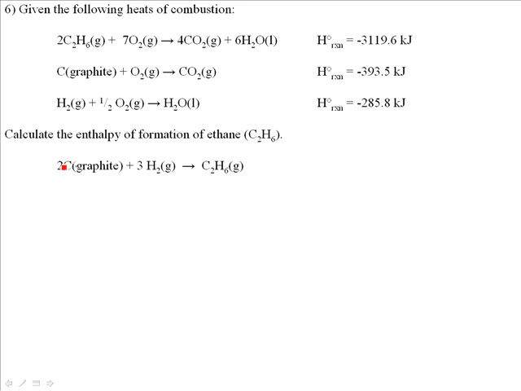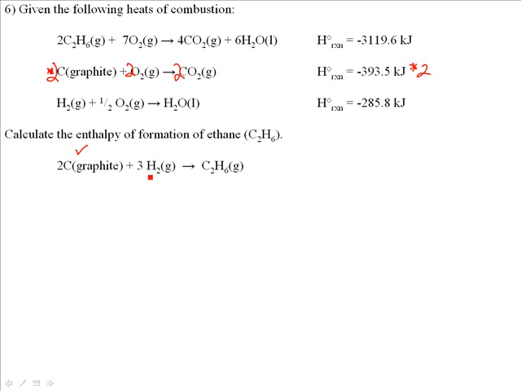So, I need 2 carbon graphites. Well, the only reaction up here that has carbon graphites is this one. And since I need 2, I'm going to multiply the whole reaction by 2. And since I multiply the reaction by 2, I also need to multiply the enthalpy by 2. Okay, so I have that. So I have the carbon graphite.